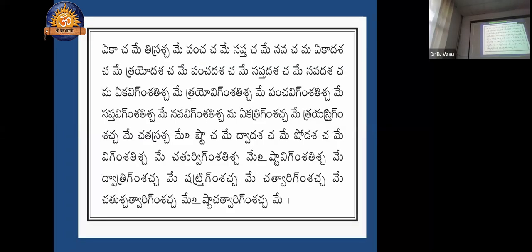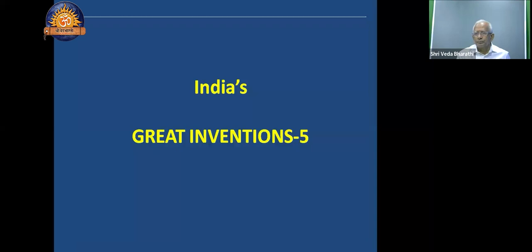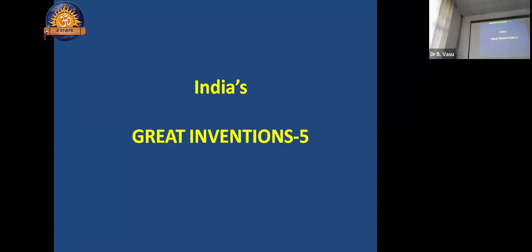Similarly, in Rudra Prashna also, one more mantra is there. People bring coconut water and other things and pour them on the Shivalinga. That mantra is Eka Chame Tisrashchame. Most of the people participating in this meeting may be scholars, and they can immediately recollect: Eka Chame Tisrashchame Panchachame Saptachame Navachame Ekadashachame Trayodashachame Panchadashachame Saptadashachame Navadashachame Eka Vigumshatishchame. Like that it goes on.